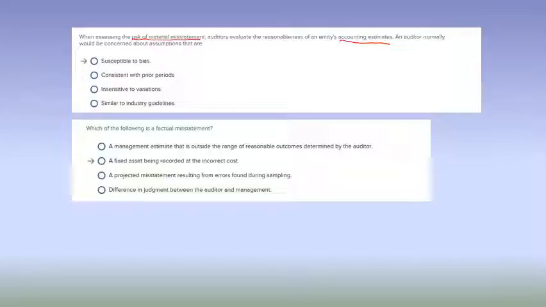And then we talk about which of the following is a factual misstatement. A fixed asset being recorded at the incorrect cost. We see, for example, an invoice showing that they paid one amount, and then we see it being recorded in the financial statements at an incorrect amount. Obviously, a factual misstatement. You look at the rest of these: management estimates, projected misstatements, difference about judgment. Those are all clearly judgmental misstatements, and so the only one that would fall into our category of factual misstatement would be a fixed asset being recorded at an incorrect cost.